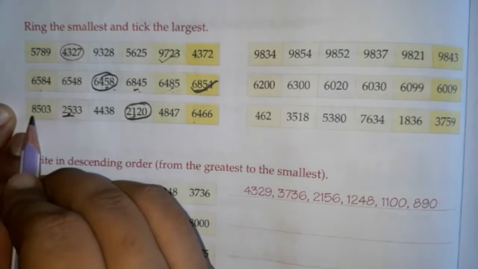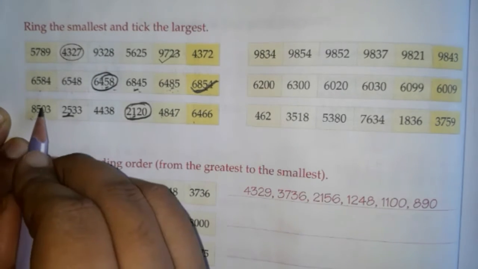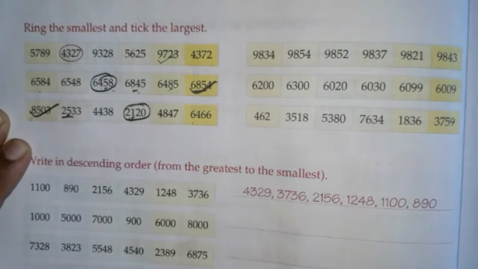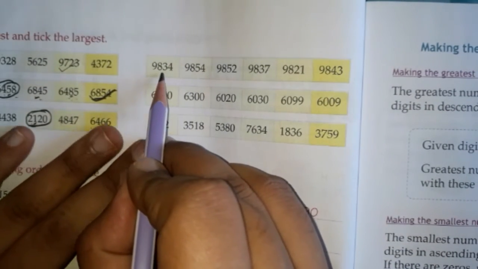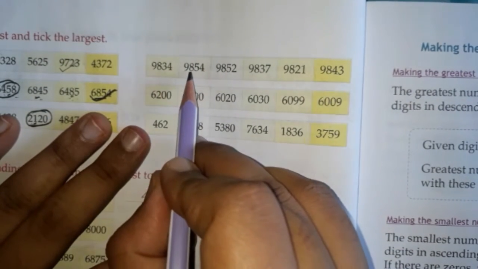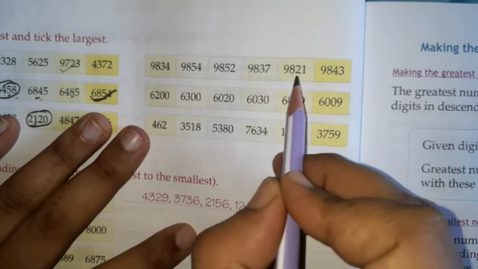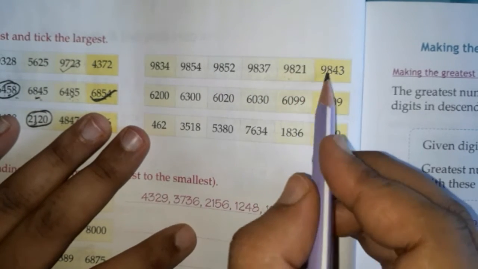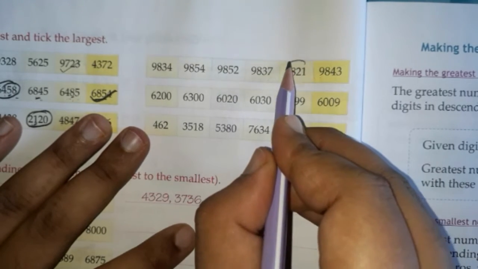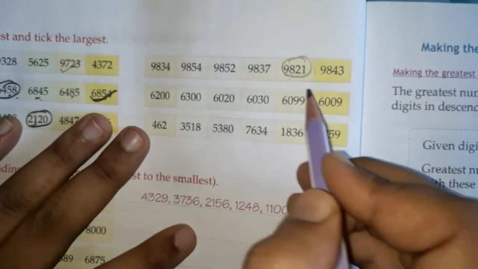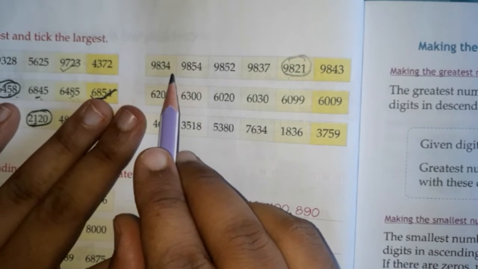Greatest number, 8503, the first digit is 8, which is greater than all the numbers in the series, so the largest number is 8503. Next is 9834, 9854, 9852, 9837, 9821, 9843. So the smallest number in the series is 9821. All the numbers following the same series, and the greatest number here is 9000.